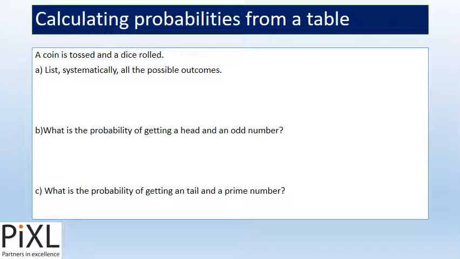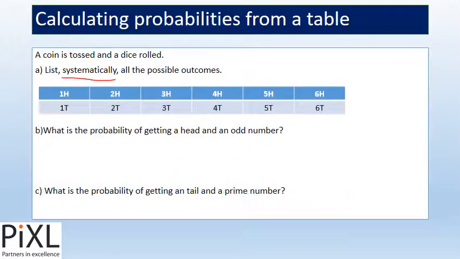Okay, the next thing we need to be able to do is calculate probabilities from a table. So if we have a coin that's tossed and a dice that's rolled at the same time, we want to list systematically, and that word systematically just means in an ordered way, all the possible outcomes. So here we go, we can see we could have a 1 with a head, a 2 with head, 3 with head, but this one would be 3 with a tail, 5 with a tail, and so on.